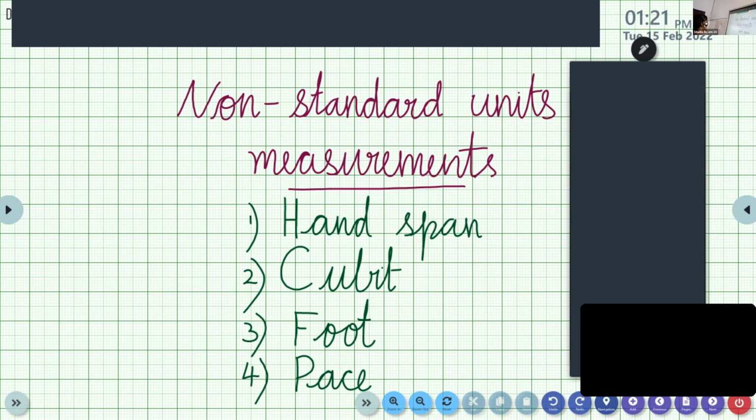Write and study the first three words. Handspan, cubit, and foot. Those who have completed, please show me the same page. You have enough time. No need to write fast. Only the first three words three times. Say and write the spelling. Handspan, cubit, foot.